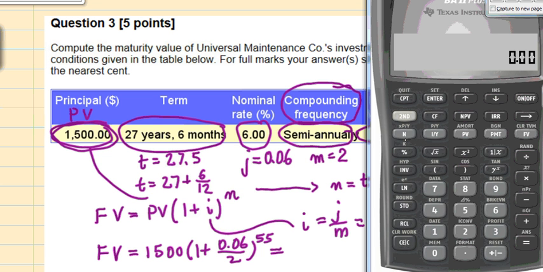So first we want to have N equal to 27.5 years. 27.5, that's your N. The next thing we have is present value, I, which is 6%, so put 6 and press I. Then we want to go second function and press I over Y.